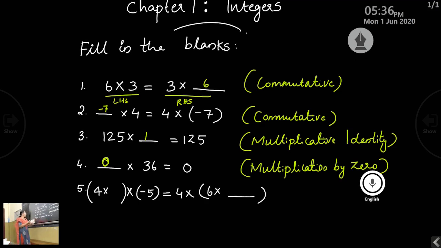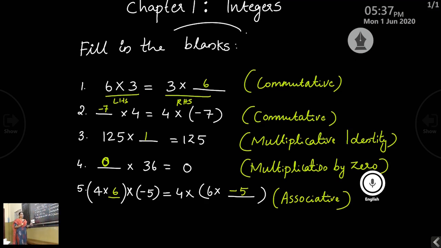So last one, 4 into dash into minus 5 is equal to 4 into 6 into dash. So here are 3 integers. So it should satisfy associative property. So find the corresponding numbers from left and right side. Then clearly it will be 6 and here it is minus 5. That means you can find the product of 3 integers in any order. So this is by associative property.